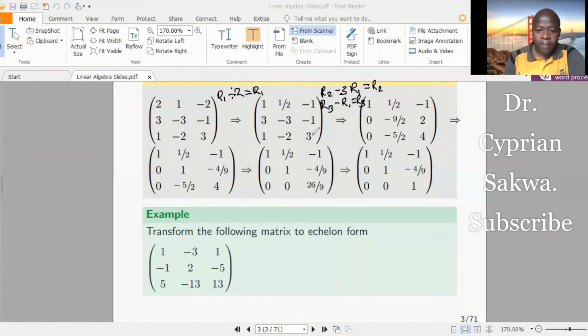Now we need also a 0 in this position. We say row 3 minus row 1. So 1 minus 1 gives me 0. Negative 2 minus a half gives me minus 2 and a half, which is negative 5 over 2. And then 3 minus 1 gives me 4.